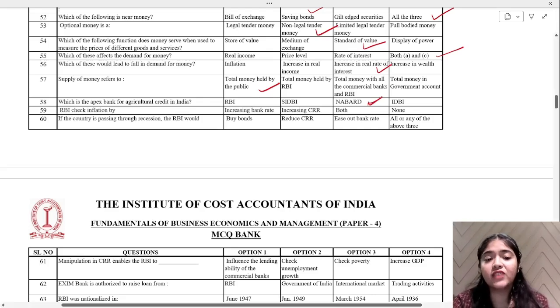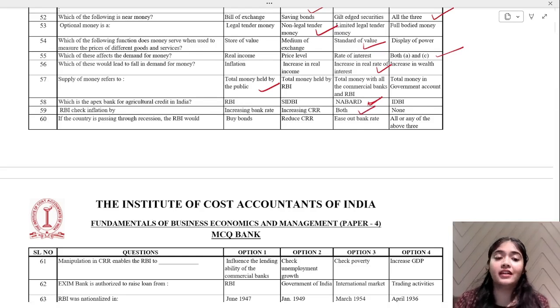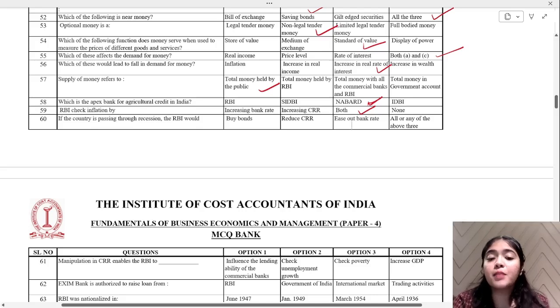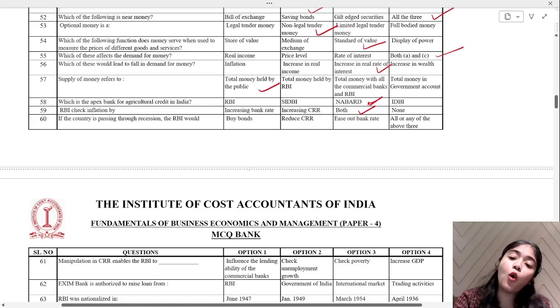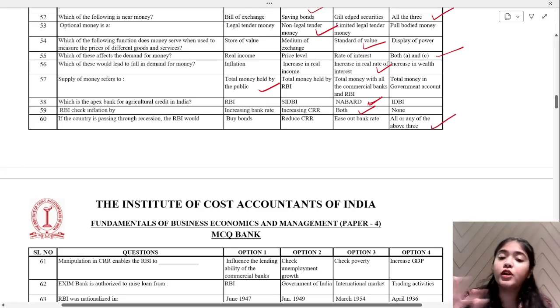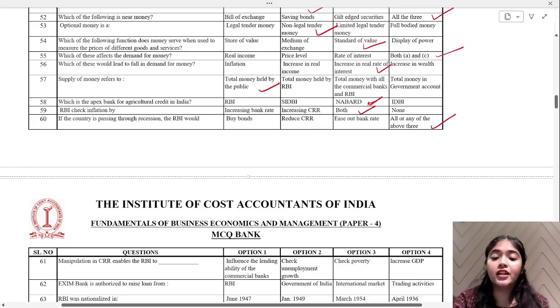RBI checks inflation by increasing bank rate, increasing CRR, both or none. Yes, it does both, increasing bank rate and increasing CRR. Now, if a country is passing through recession, RBI would buy bonds, reduce CRR, ease out bank rate, or any of the above three. Tell me. Yes, they can do all or any of the three. If they want, they can do it all together, like buying the bonds, reducing CRR, or ease out bank rate, or any of the three also they can choose. Okay.